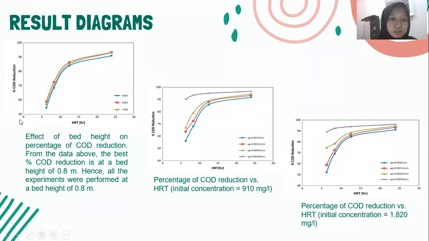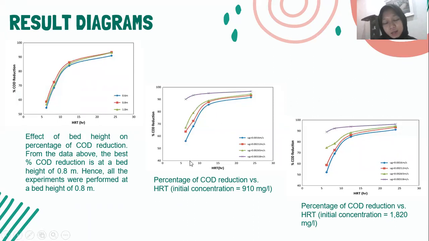The first diagram is the effect of bed height on percentage of COD reduction. From the data above, the best percent COD reduction is at a bed height of 0.8 meter. Hence, all the experiments were performed at a bed height of 0.8 meter.